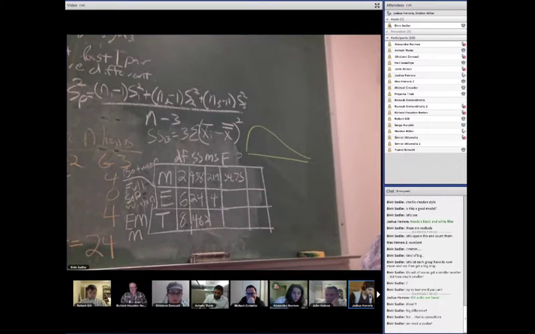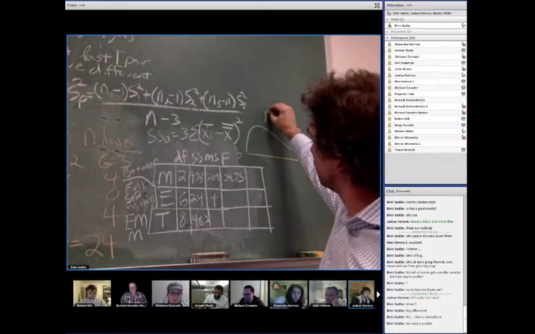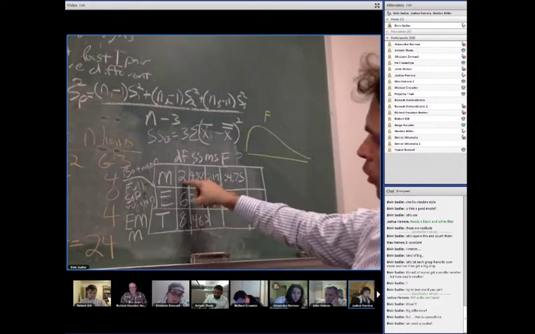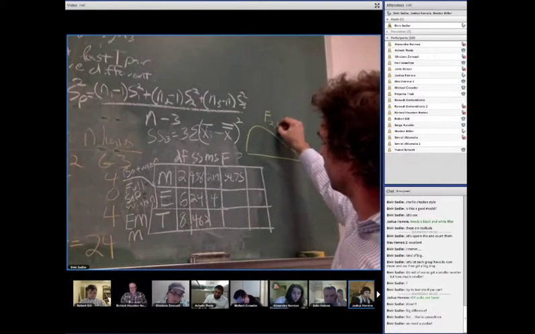That's what an F distribution is. We've already talked about T distributions a whole bunch, right? And the bigger the degrees of freedom of the T distribution, the closer it approximates the normal distribution.